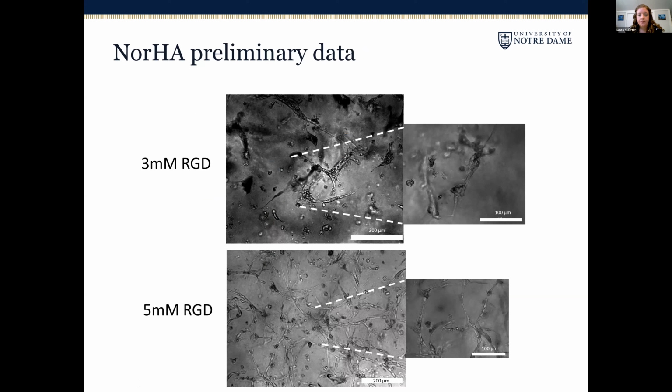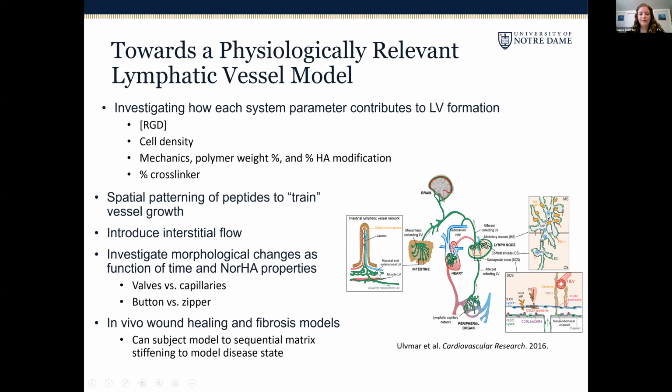And so just some very preliminary studies with that, I've incorporated different amounts of RGD, which is the binding site of fibronectin. And we can see that by incorporating different concentrations of the binding site while keeping the rest of the system constant, we can actually have differences in our vessel formation, which was pretty promising and exciting. And so moving forward, we're hoping to see how we can tune each parameter of our system, and then hopefully be able to train these vessels.